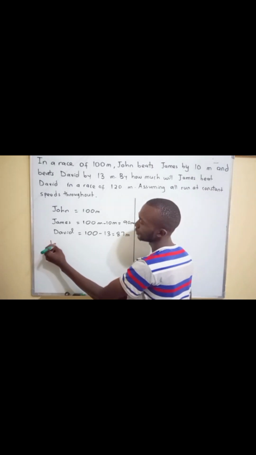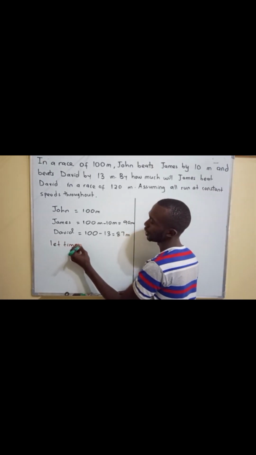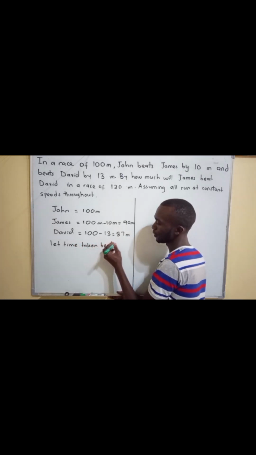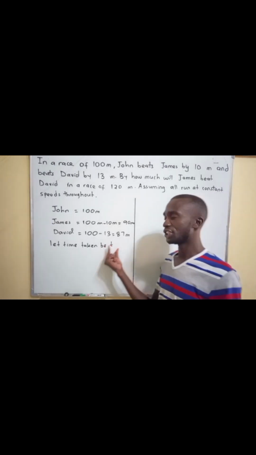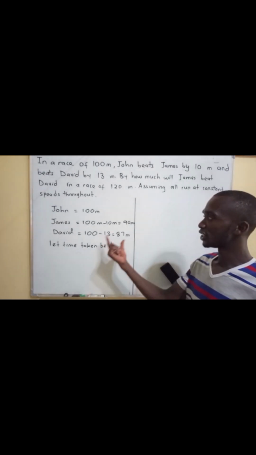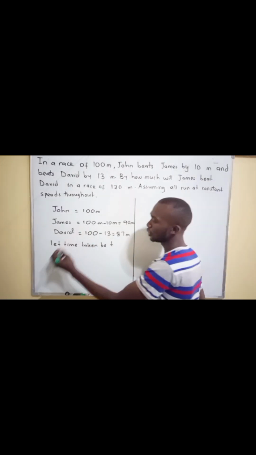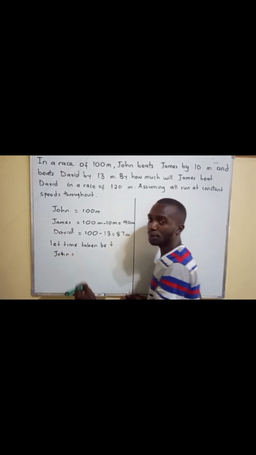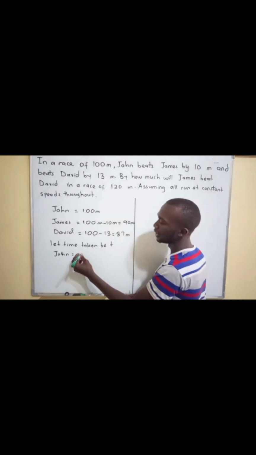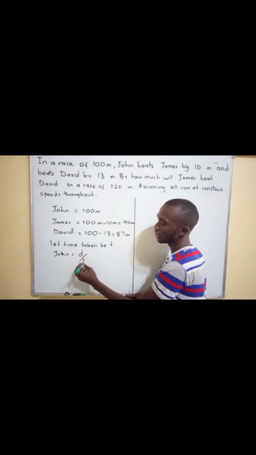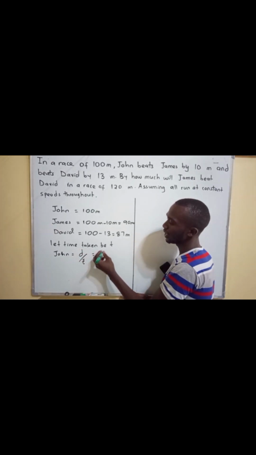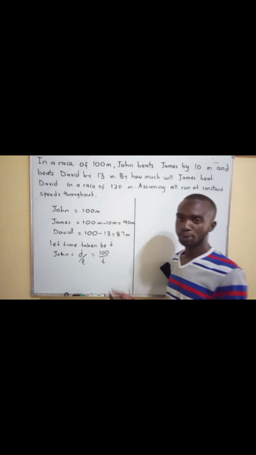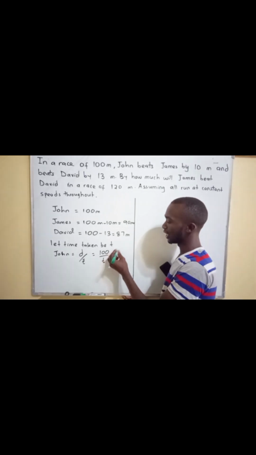let the time taken be T. Now, if each individual takes T seconds to run this given distance, the speed for John will be the distance covered by John over the time T. This is the same as 100 over T. So this is John's speed, which is in meters per second.